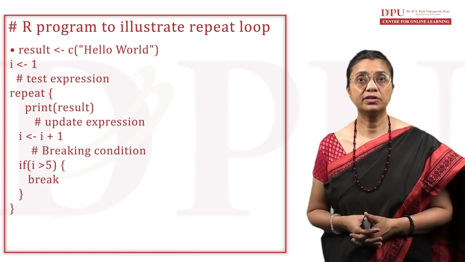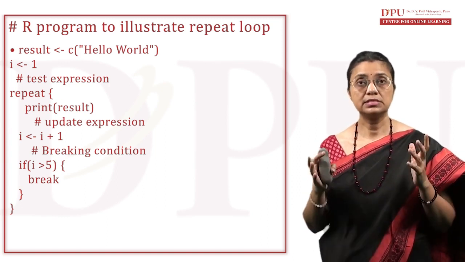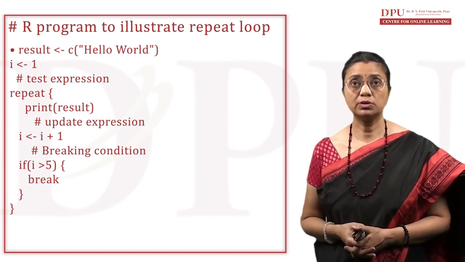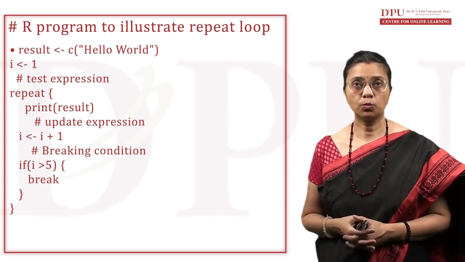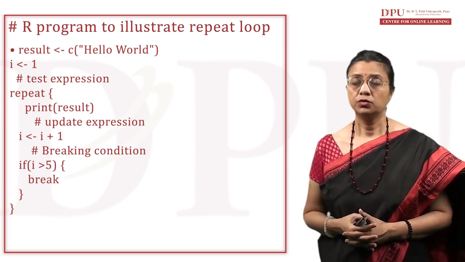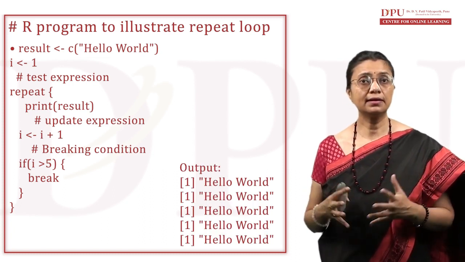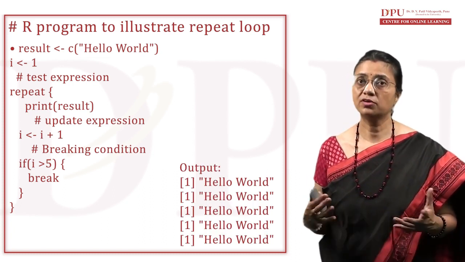Here we have the repeat function, and let's see what is happening over here. You can see that result is stored with hello world, I is equal to 1. Text expression is repeat print results. You can see over here I is I plus 1. The breaking condition is if I is greater than 5, break.